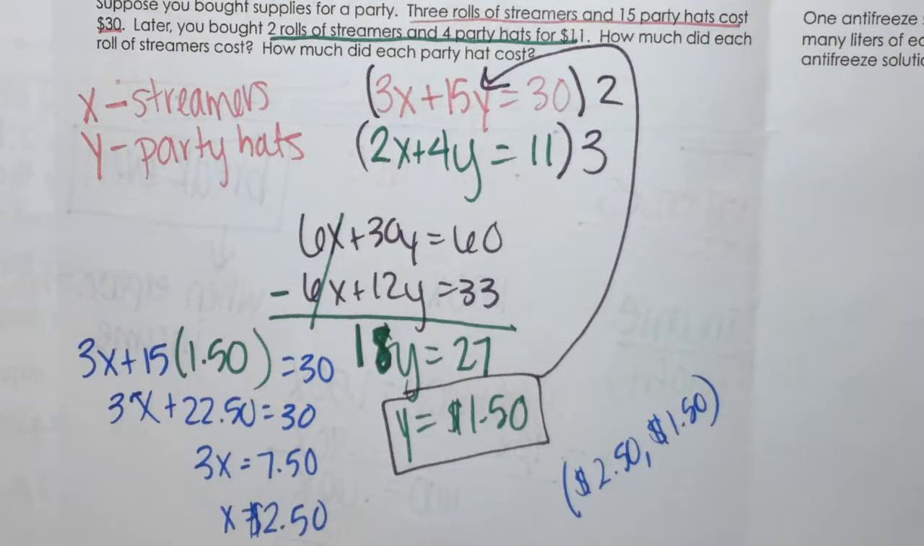All right, this is what I got. $2.50 and $1.50. How did we do? You need to add the 0 because it's money. And money is to the hundredths place.